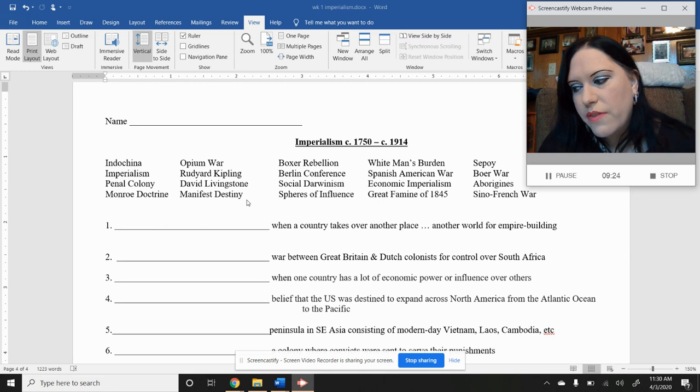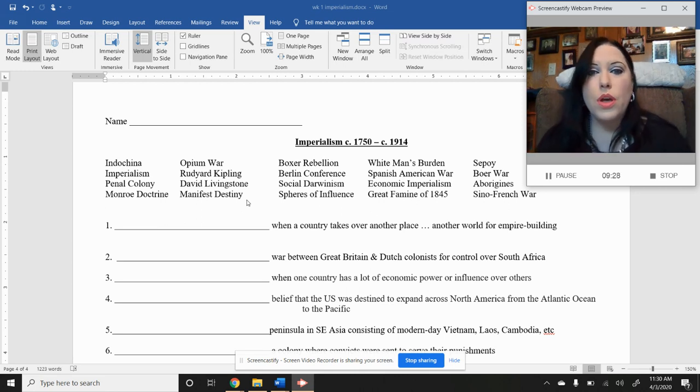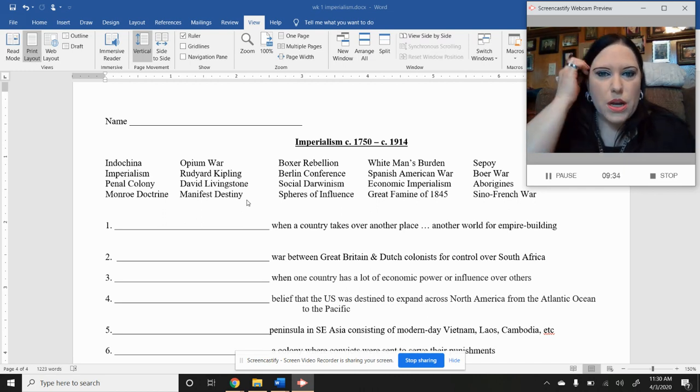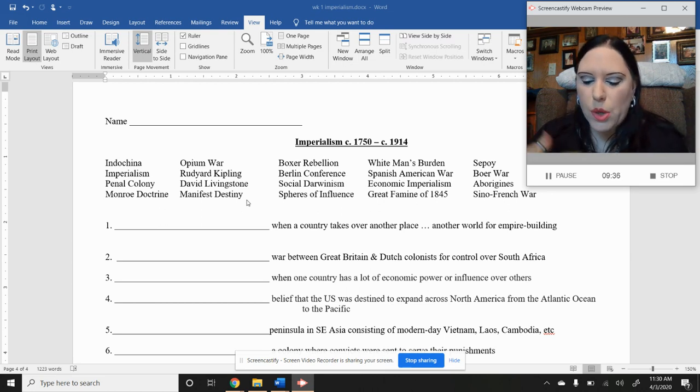Okay, the next one, spheres of influence. A sphere of influence is an area of land that you don't actually own. You don't actually control it. It's not yours. But you have influence there. America is going to have influence over Latin America, although they don't physically own South America.